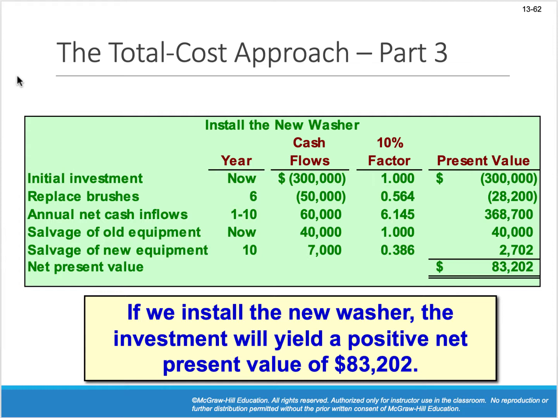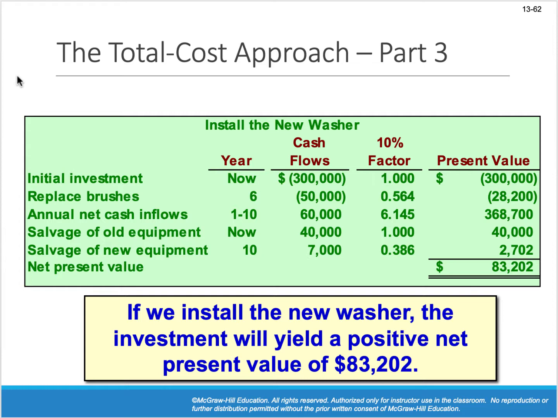So let's look at what we have here. We're using the total cost approach. We're using the initial investment of $300,000, excuse me, which is going to happen now. We're going to have the replacement brushes in 6 years from now, that's the negative $50,000. Then we're going to have the annual net cash inflows. We're going to have the salvage value of the old equipment that's going to happen now. And then we're going to have a salvage value of the new equipment that hopefully is going to happen 10 years from now.